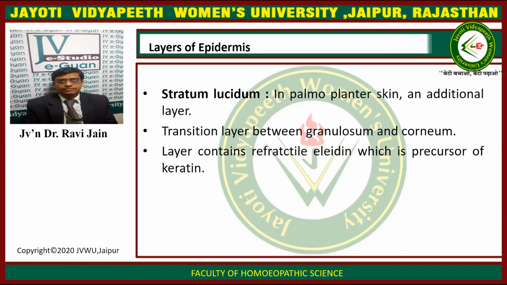Next we have stratum lucidum. In the palmoplantar skin, an additional layer is present, and it is the transition between the granulosum and the stratum corneum. The layer contains refractile eleidin, and it is a precursor of keratin that is present in the outermost stratum corneum.